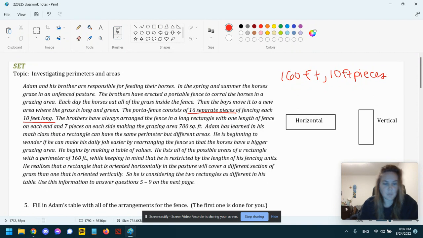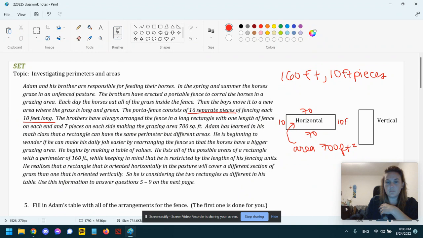That's the first useful information we've gotten so far. The brothers have arranged the fence in a long rectangle with one length of fence on each end and 7 pieces on each side. So generally, they do 10 by 70, and the area of this is 700 feet squared, where this is feet and this is feet.